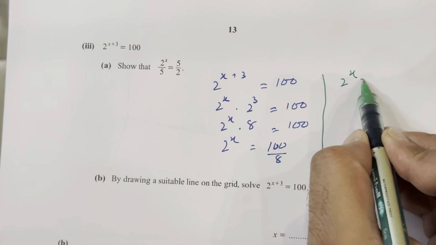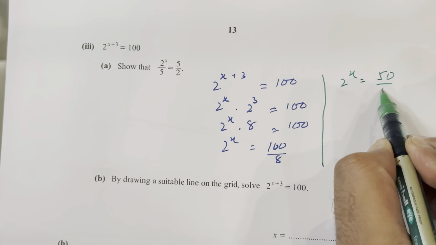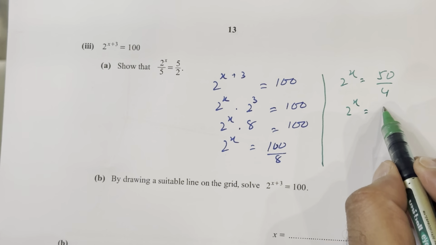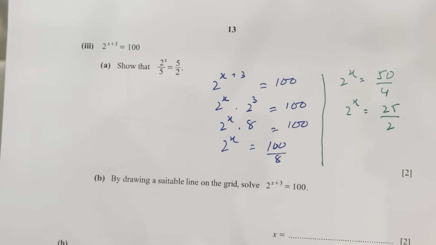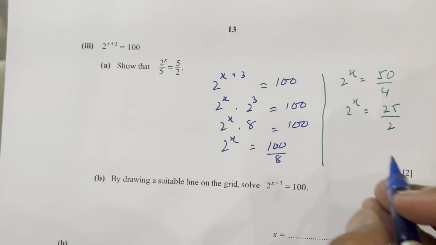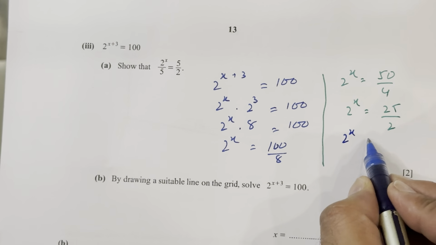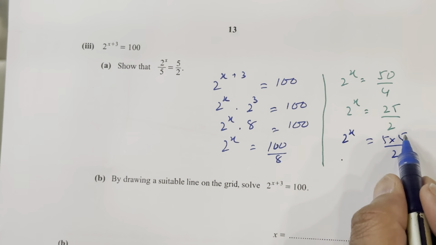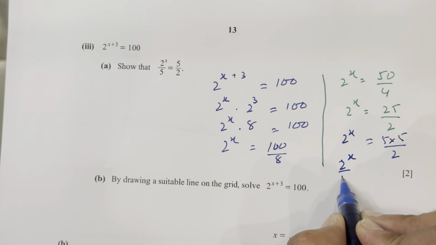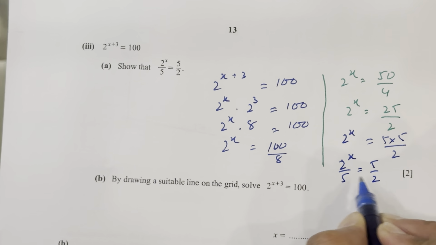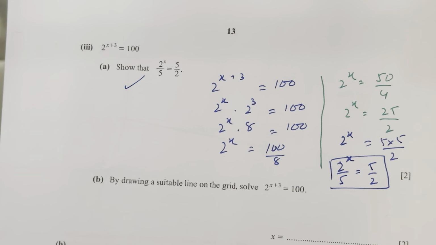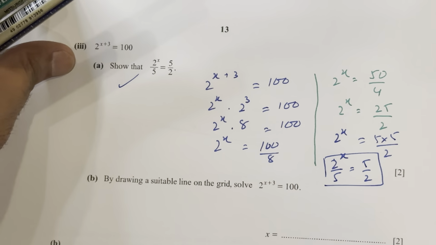2^x is 50/4, and 2^x is 25/2. You can write it as 2^x = 5 × 5 divided by 2. Putting 5 over here, 2^x is equal to 5/2. This equation we have to prove, and we have shown this equation. Okay, this was a 2-mark question.